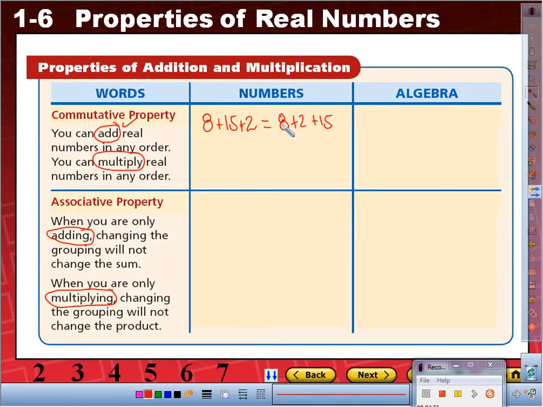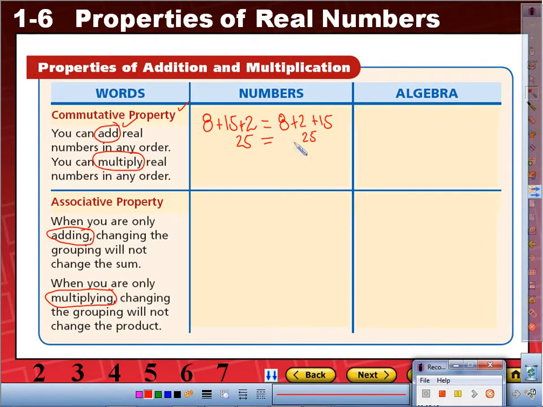Let's see. What is 8 plus 2, plus 15? 25. Now let me go the long way. What is 8 plus 15? 23. Plus 2? 25. Is 25 equal to 25? Yes, so the commutative property does work. Okay, copy that, please.